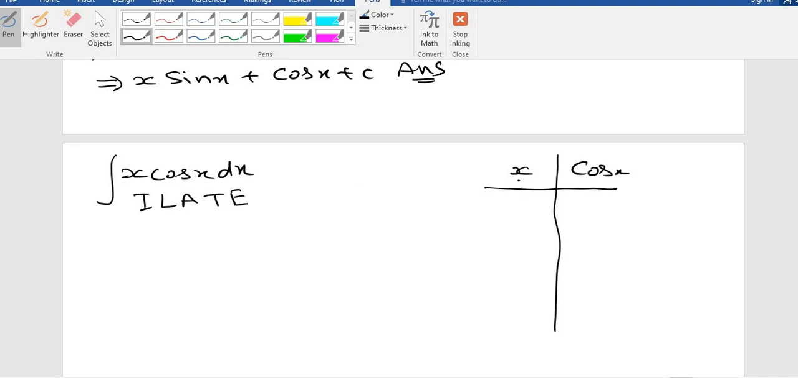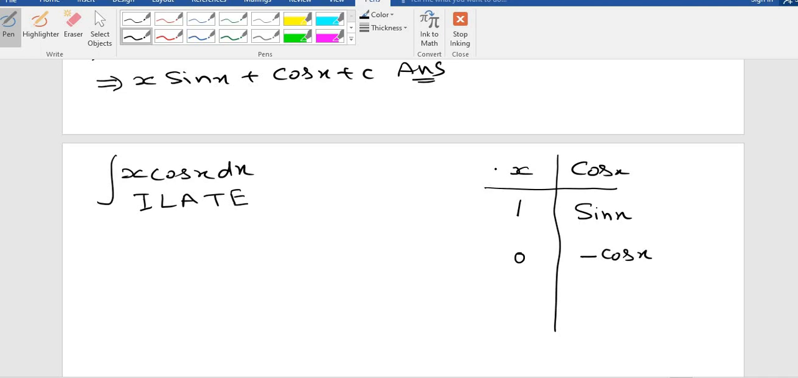Now for the first term, you have to differentiate up to where you get the result 0. So the differentiation of x is 1 and the differentiation of 1 is 0. And for the cosine, you have to integrate it 2 times. The integration of cosine is sine x, and the integration of sine x is minus cosine of x.